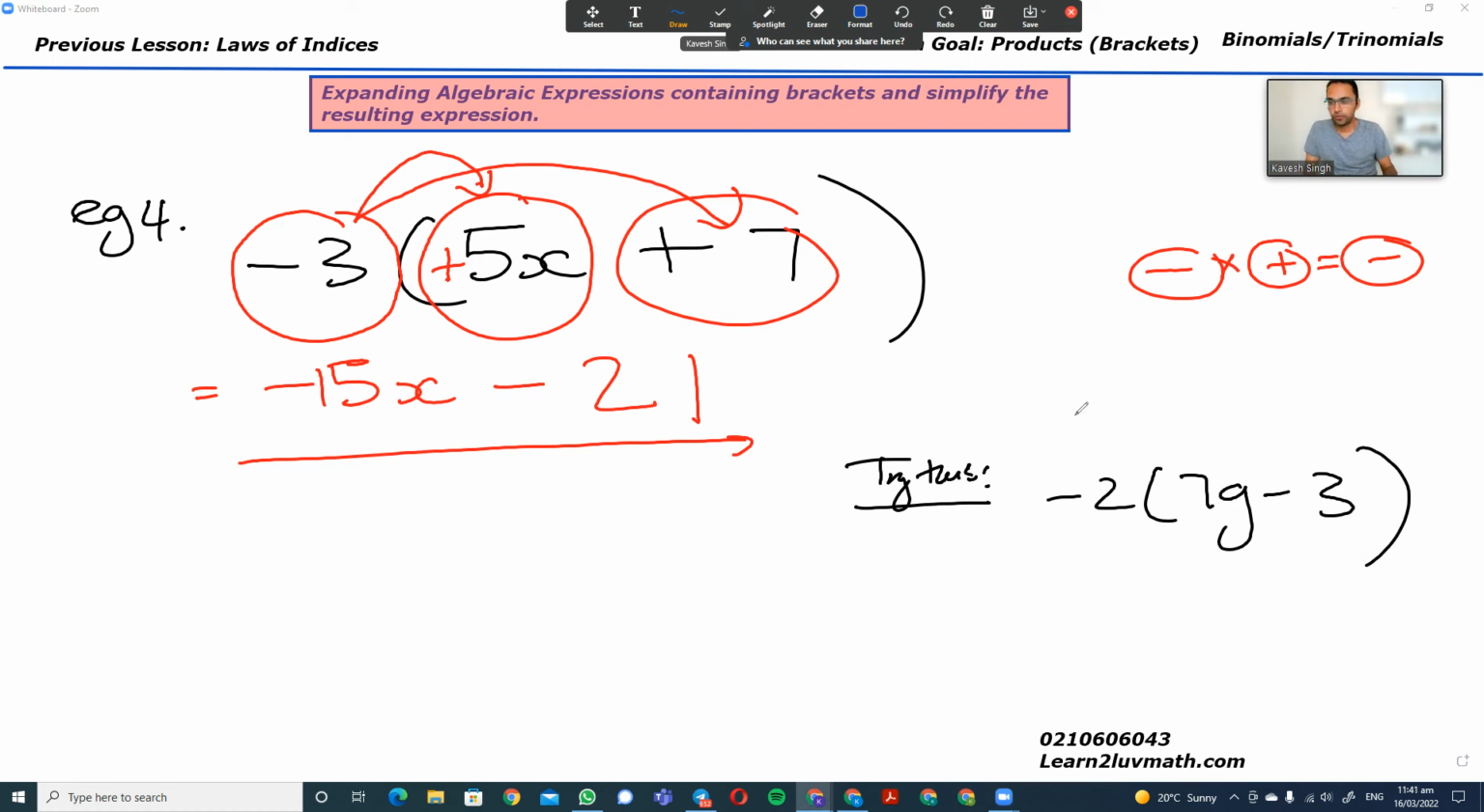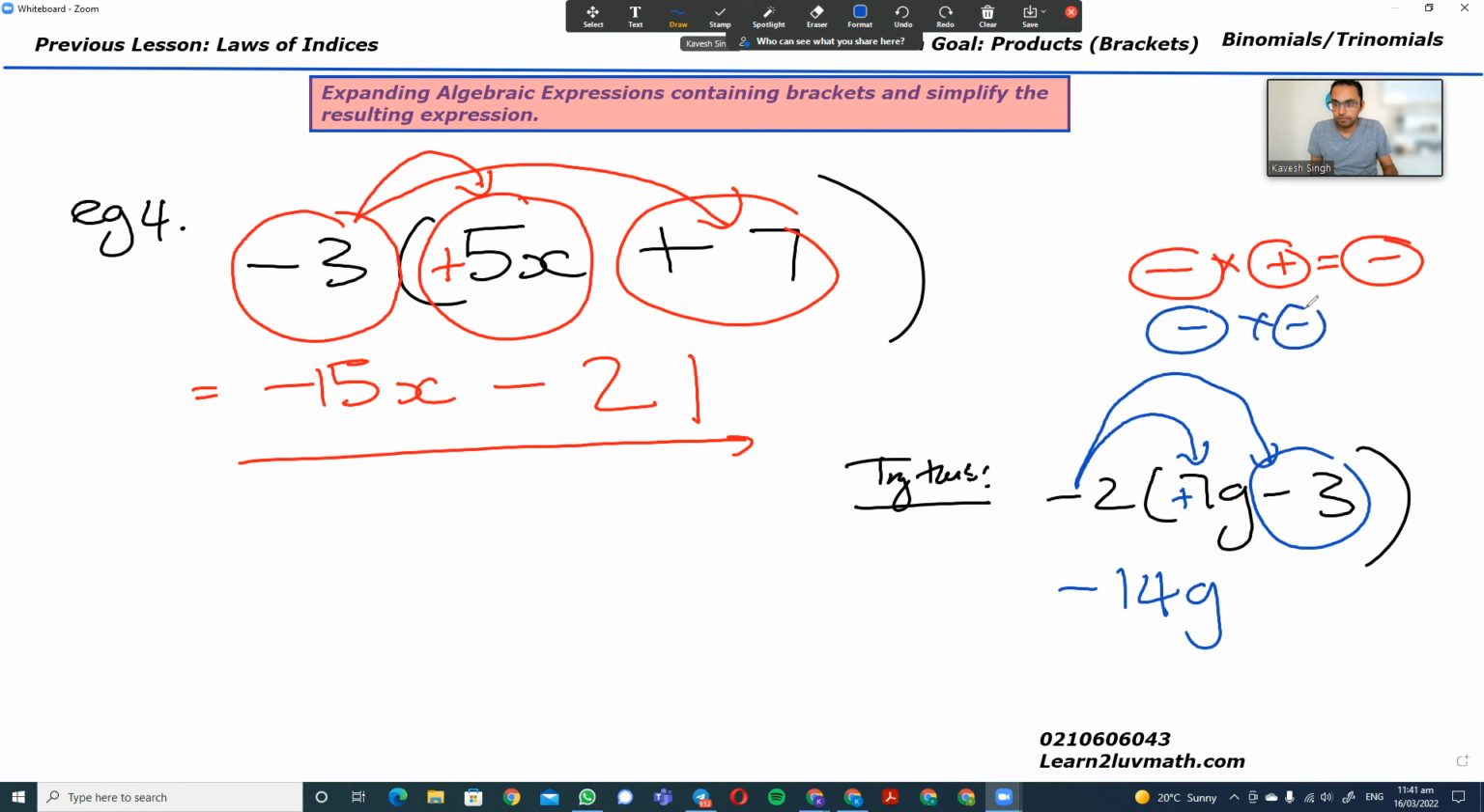All right, let's go through this one. I've got negative 2 times 7g becomes negative 14g. The negative and the positive becomes a negative. Now, negative times a negative becomes a positive. So this is going to become positive 2 times 3 is 6. These are not like terms. So our final answer, negative 14g plus 6.